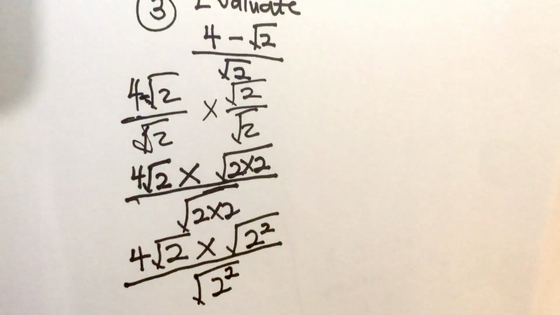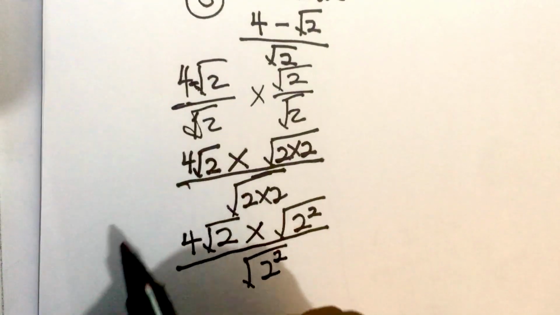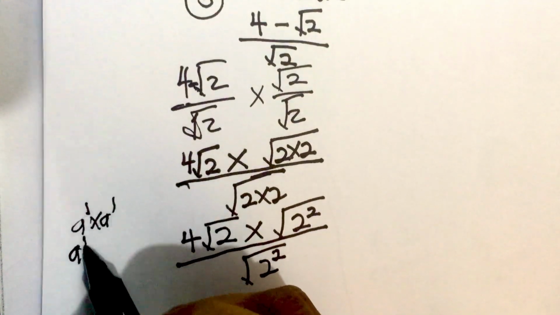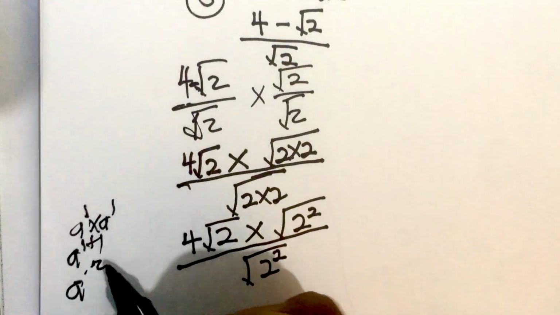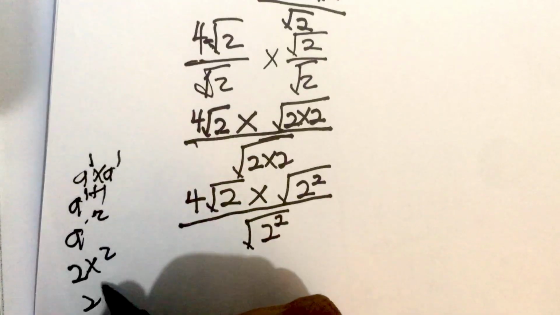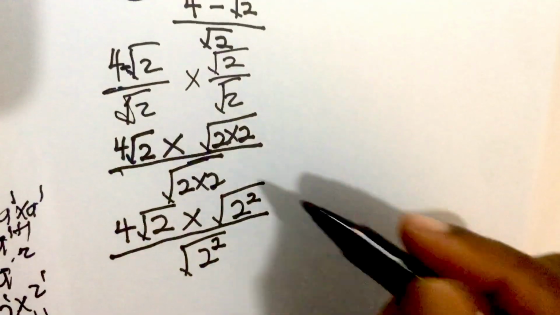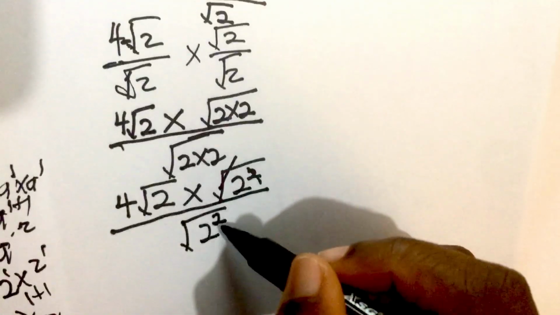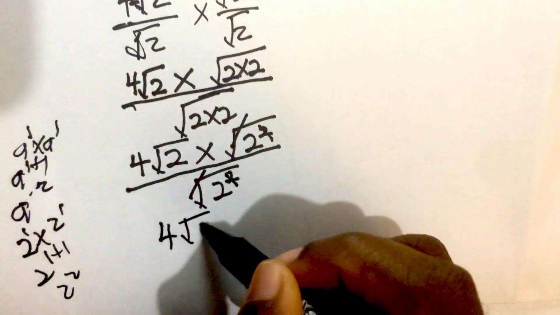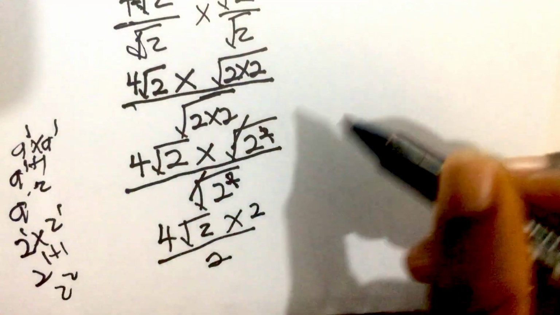You know, in indices, when the bases are the same and they are multiplying, you add the exponent. So a to the 1 times a to the 1 will be a to the 1 plus 1, which is a squared. So the 2 times 2 is 2 squared. So the 2 will cancel the 2, and the 2 will also cancel the square root. So we are left with 4 root 2 times 2 divided by 2.